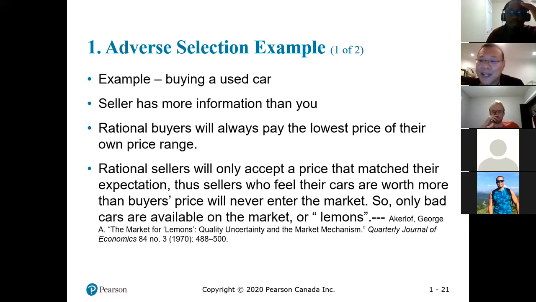So what happens is eventually all the lemon cars are traded in the market, because only those sellers of the lemon cars are willing to take your lowball offer. And so that's called adverse selection. Because of the information asymmetry, there is hidden information, possibly on the information supplier side. Okay, so that's the adverse selection example.